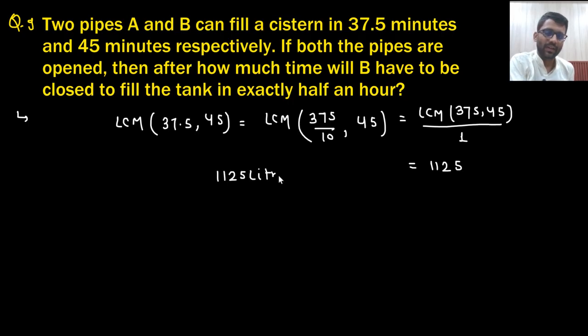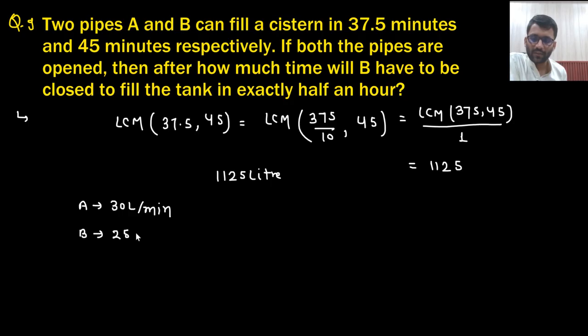Here the calculation part was a bit typical, so sometimes it can come in the examination. If A can fill it in 37.5 minutes, that means A is providing you 1125 divided by 37.5, which is 30 liters per minute. And B, in 45 minutes it can fill, so it is providing you 1125 divided by 45, which is 25 liters per minute.